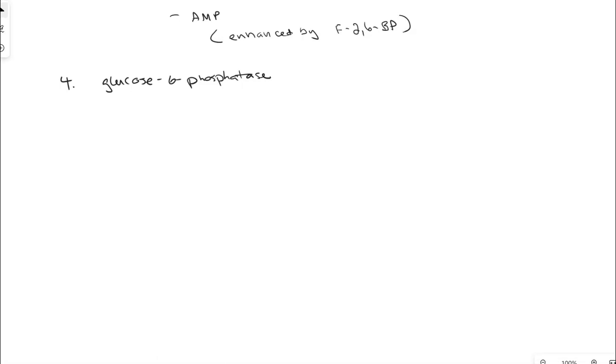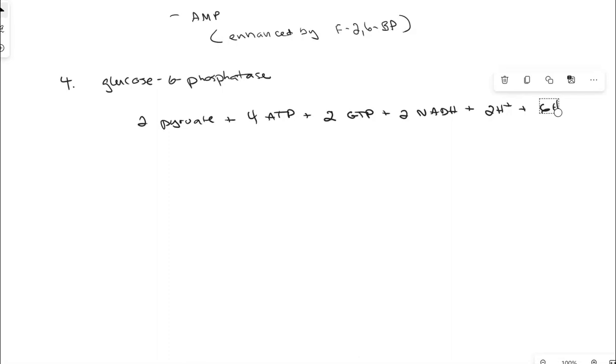I think I had the first half right, but we have our 2 pyruvate plus 4 ATP. Okay, that was correct. Something did not look right here. There we go. There's our GTP. Plus our GTP. Good. Plus our NADH. Plus our protons. Man, I'm missing something here.